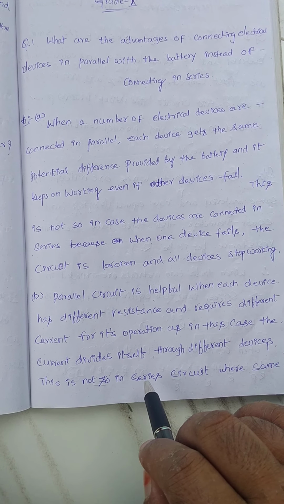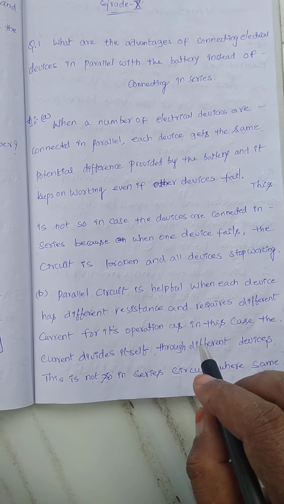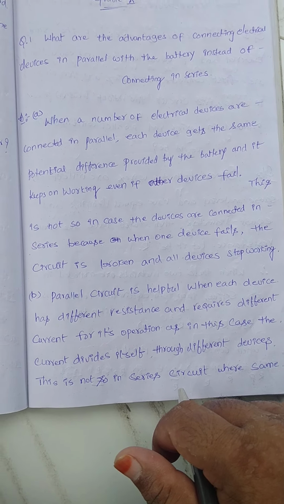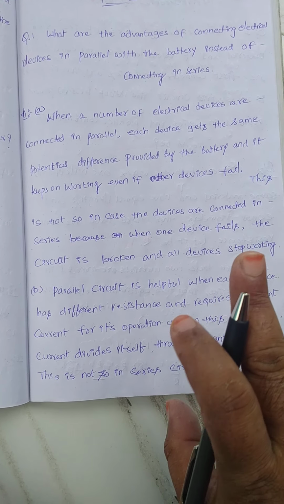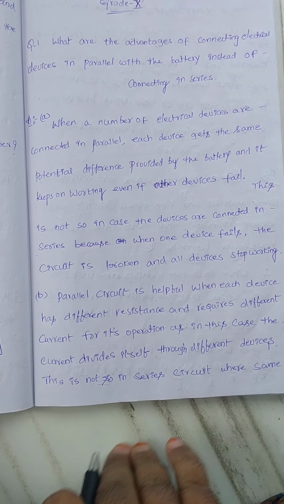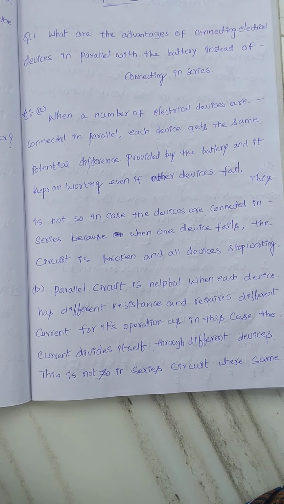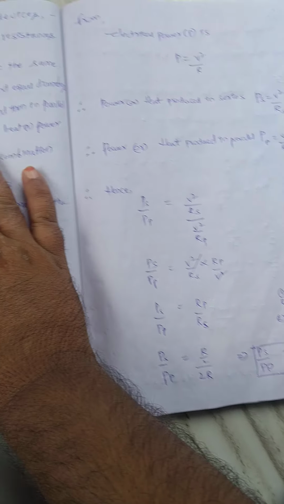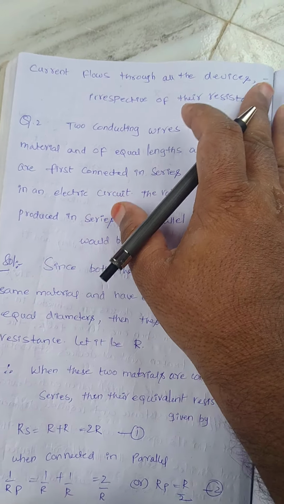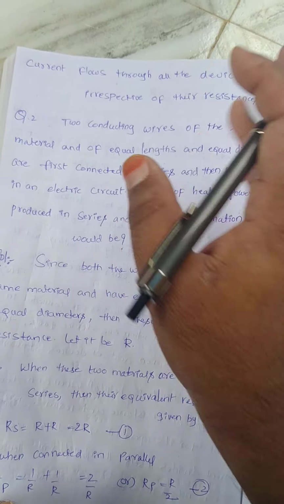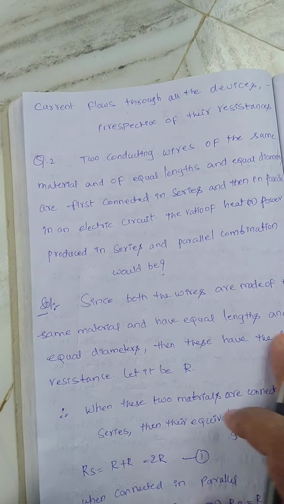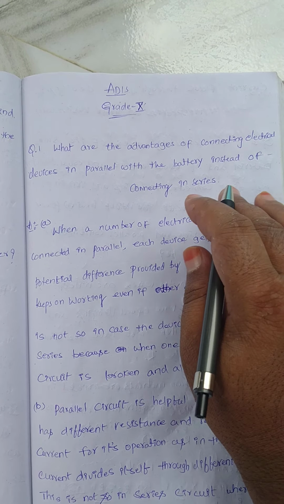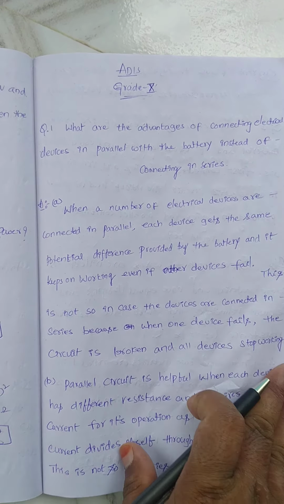This is not so in a series circuit. In series, the potential difference is divided, but the current is the same. For each device the current is the same, so if one device fails in series, the other devices also fail. In a series circuit the same current flows through all the devices, irrespective of their resistance. This is about the advantages of connecting electrical devices in parallel instead of in series.